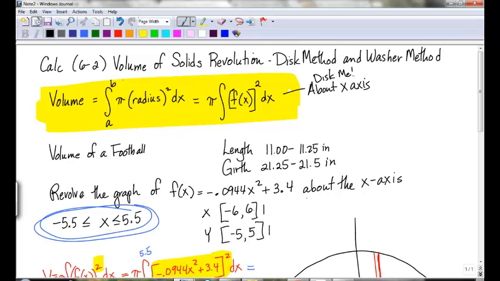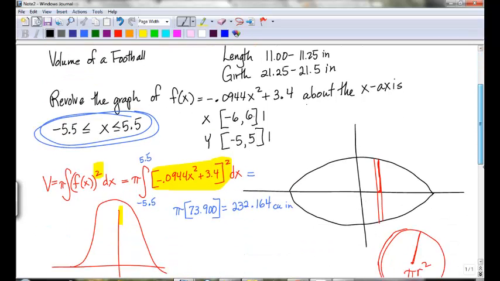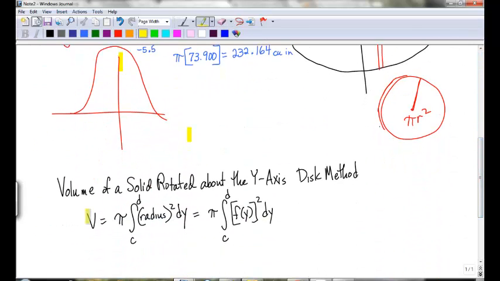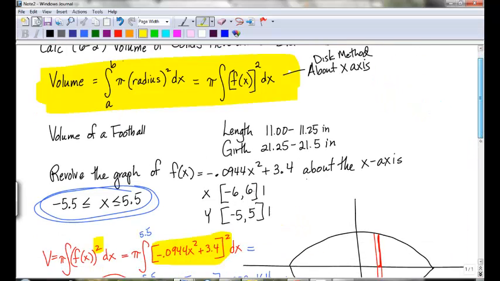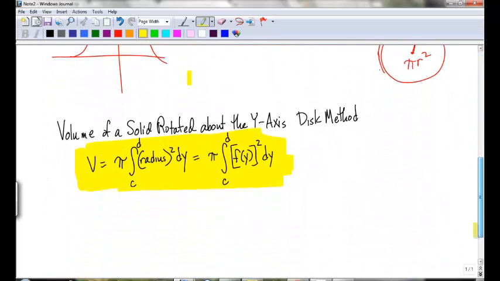I need you to put that one, and I need you to put this last one. That one's about, they're both disk method, and that one's about the y-axis. Okay, we're going to take a minute. Okay, we've added those formulas to the card.